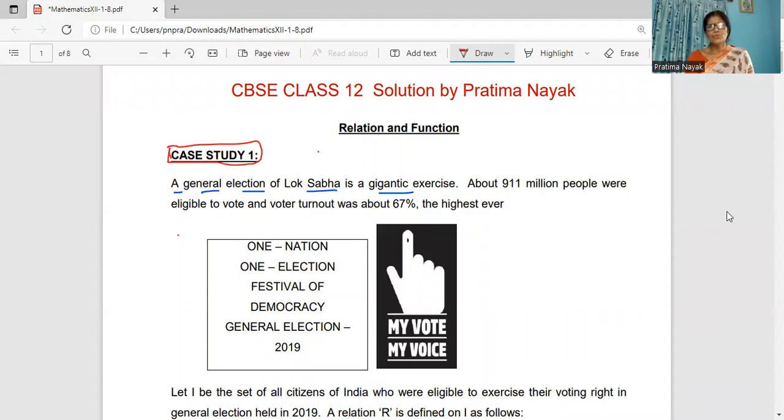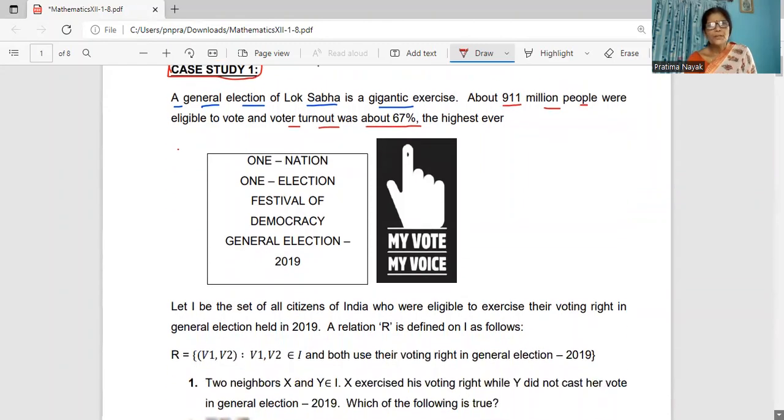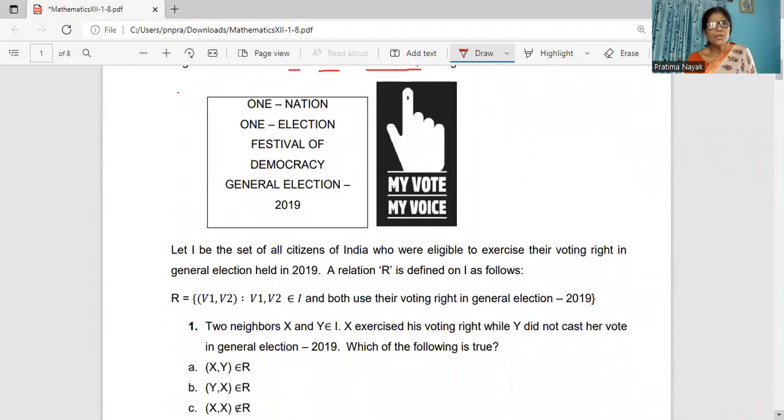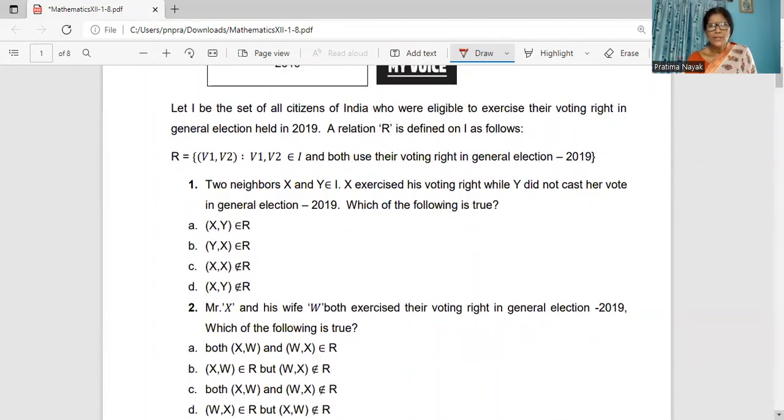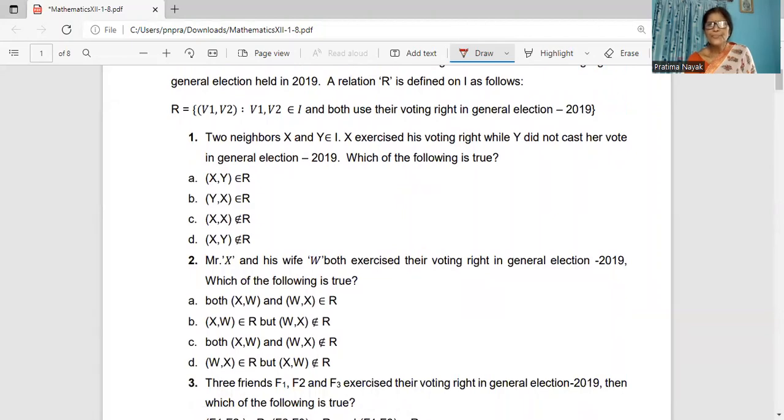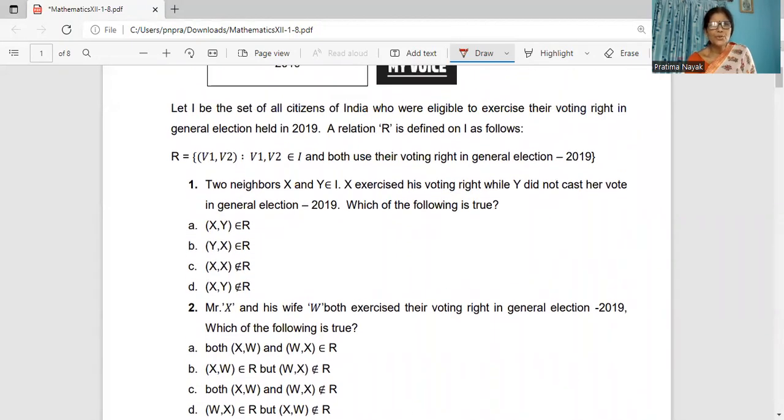A general election of Lok Sabha is a gigantic exercise. About 900 million people were eligible to vote, and voter turnout was 67%, the highest ever. This is about election 2019, and the pamphlet is given: My Vote, My Choice, One Nation, One Election, Festival of Democracy, General Election 2019. We will focus more on the writing part. What is given, we will read very thoroughly.